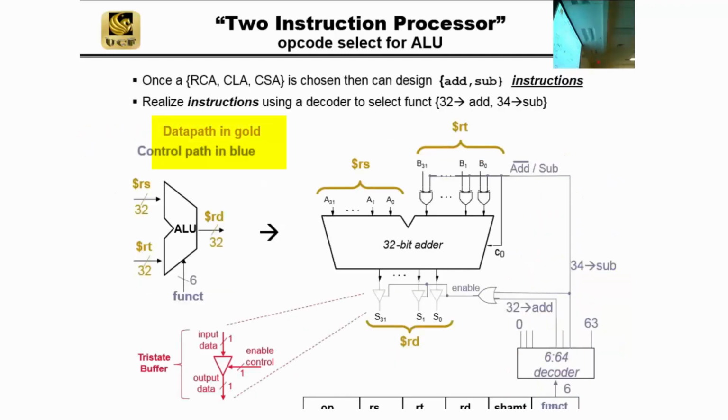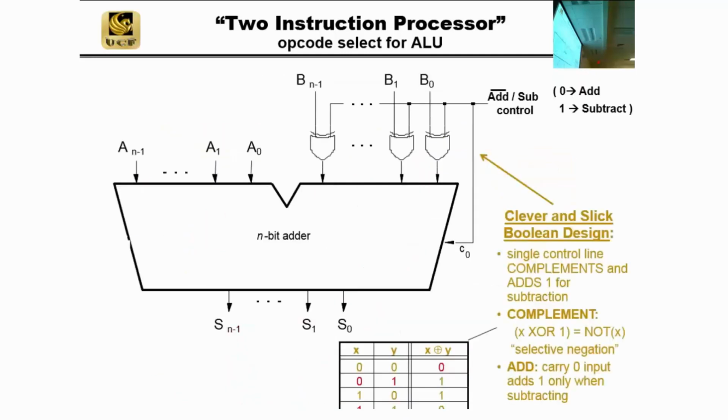So data path in gold, control path in blue. This is ALU. In this case, how many functions can this ALU perform with 6 bits as a decimal value? 64, exactly. In our case, we just have 1 bit come in. It's 2 cases, add or subtract, and that's shown here. We already saw this on the previous slide. This is just redrawing this.